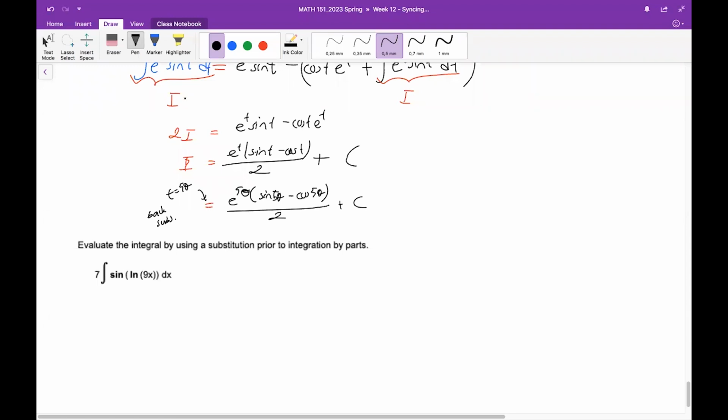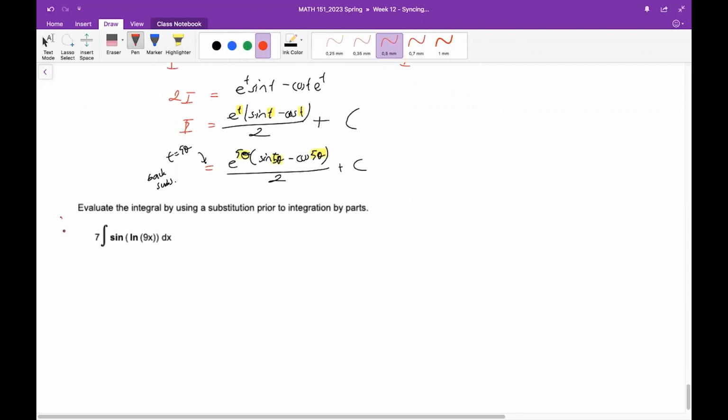Any question? Instead of t's, we inserted 5 theta to turn back to the original variable. Okay, if no question, I want to move on with the last example for today.